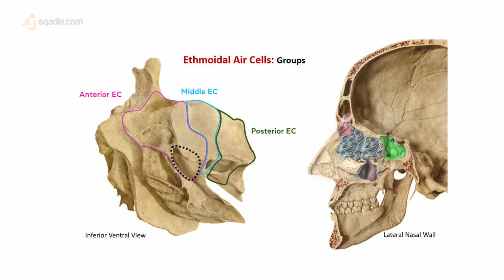So now let's look at this. We're discussing now the ethmoidal air cells. The ethmoidal air cells consist of small invaginations of the mucous membrane of the middle and superior nasal meatuses into the ethmoid bone between the nasal cavity and the orbit. Generally, the air cells are divided into three groups: the anterior, the middle, and the posterior. These are the frontal sinuses. These are the sphenoidal sinuses. And this is the maxillary sinus.